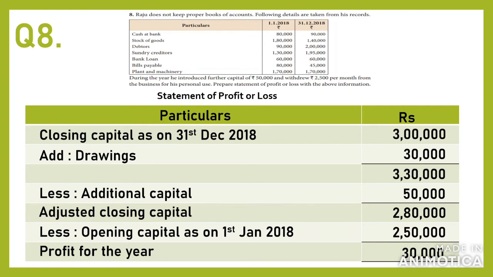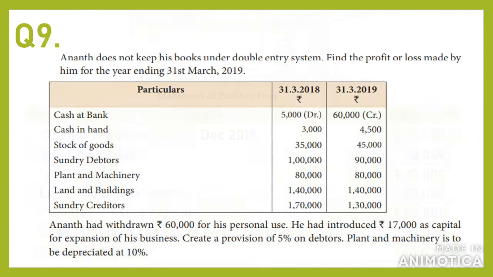Fine. Okay, then let us proceed now. Let us go to the ninth problem. This is a slightly bigger problem compared to the earlier ones you have solved. So it starts by saying Anand does not keep his books under double entry. Find the profit or loss made by him during the year.